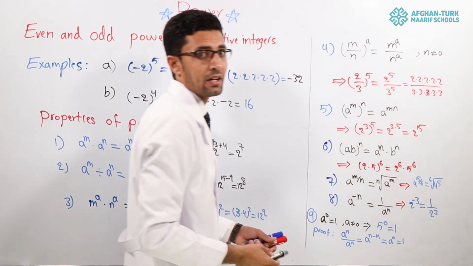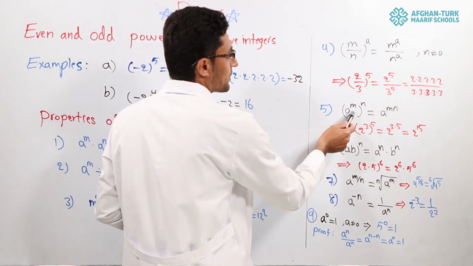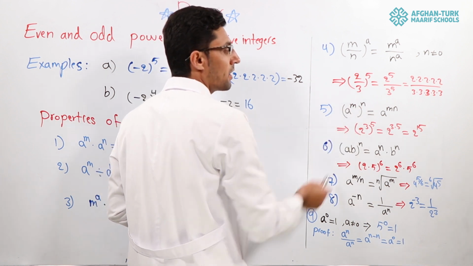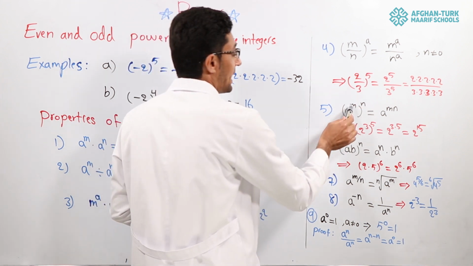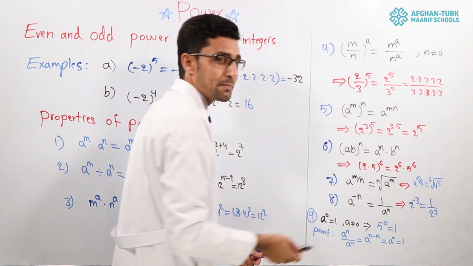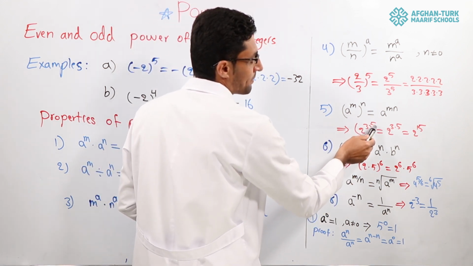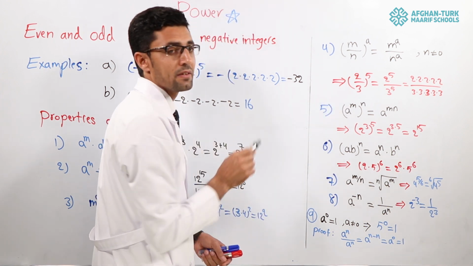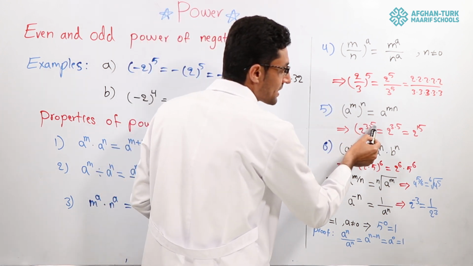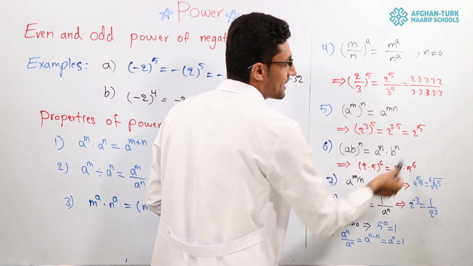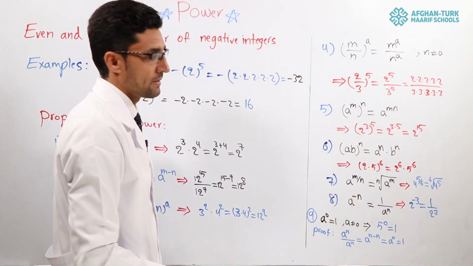You know simplifying of power. A to the power of m, whole to the power of n. It means m and n are multiplied together. Okay, example, 2 to the power of 3, whole to the power of 5. It means that you multiply 3 and 5. And what is the answer? 2 to the power of 15.